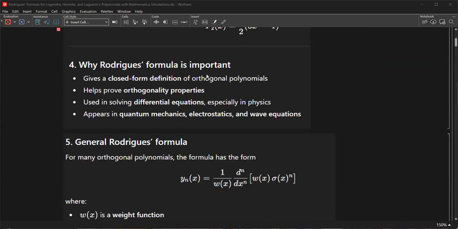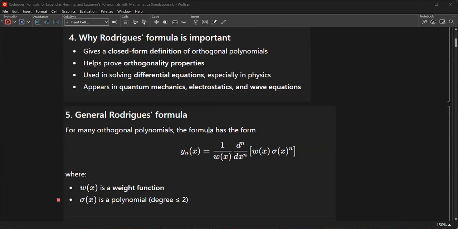So why is the Rodrigues formula important? It gives closed form definitions of orthogonal polynomials. It helps prove orthogonality properties. It is used in solving differential equations, especially in physics. It appears in mechanics, electrostatics, and wave equations. So we have the general Rodrigues formula here. For many orthogonal polynomials, the formula has this form. W of x is a weight function, and sigma of x is a polynomial of degree less than or equal to 2.